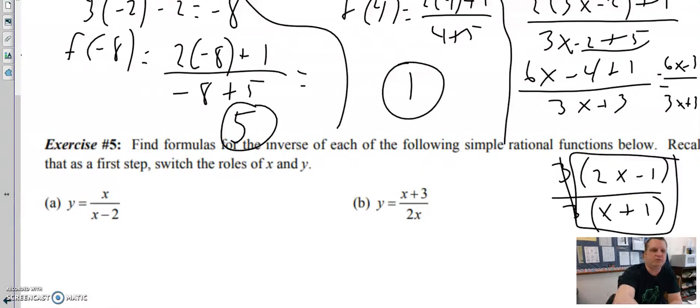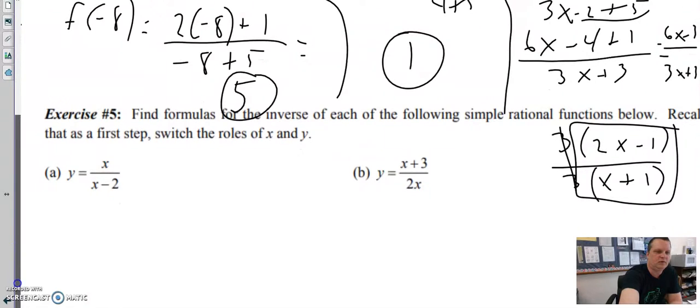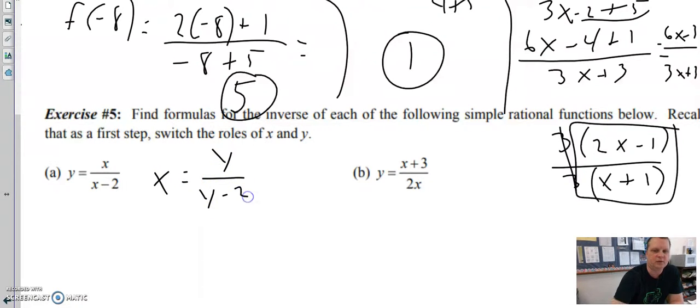Inverse. Formula for the inverse. Very guaranteed to be on there. Remember the inverse? You switch the x and y, and then you solve for y. So I have x = y over (y - 2). They like giving you these problems because these are the ones that the students have difficulty with.